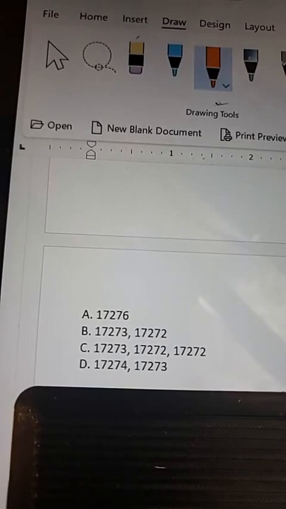Where are we with this question? What would you do with this one? We're back in integumentary, around the 1.7s. What would we do?